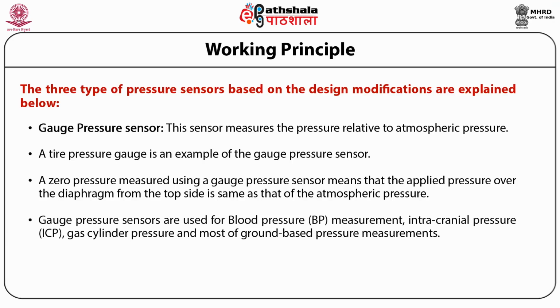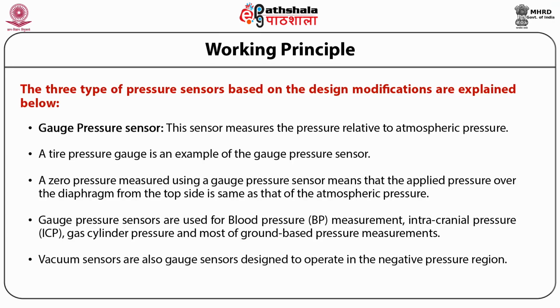The gauge pressure sensors are used for blood pressure and pressure measurements. The vacuum sensors are also gauge sensors designed to operate in the negative pressure range. The third one is the differential pressure sensor.